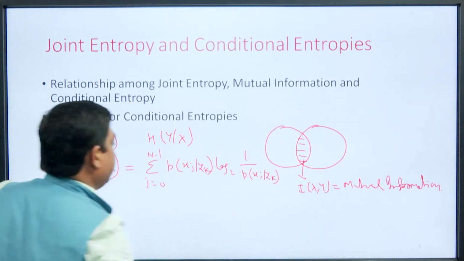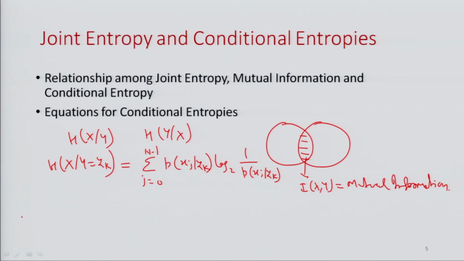Here also y_k is fixed. Then this is the conditional entropy of x when y is equal to y_k known. Then we can calculate this conditional entropy in this way. This is the conditional probability p(x_j | y_k), the probability for x equal to x_j when y is equal to y_k known.